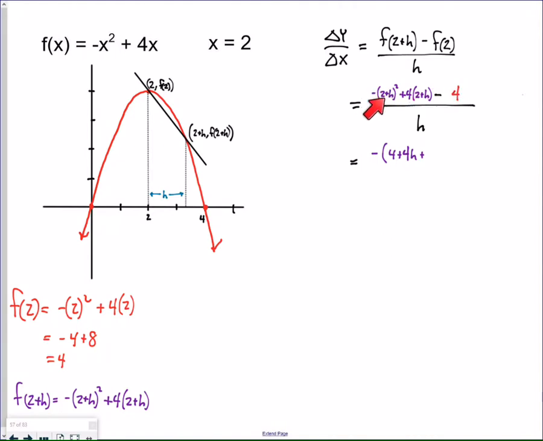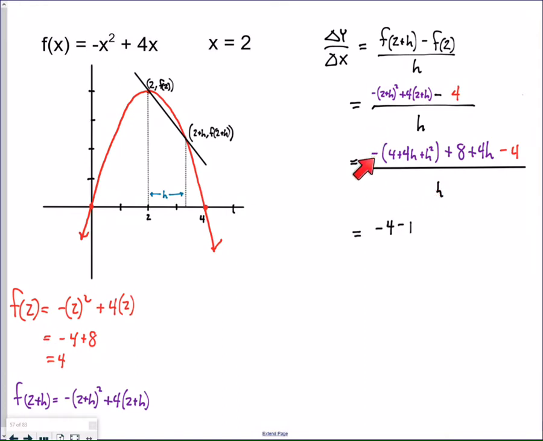I'm going to first recognize that 2 plus h squared, hopefully we remember by now, has to be FOILed. Multiply the 2 by the h, the 2 by the 2, the h by the 2, and the h by the h, and we end up with 4 plus 4h plus h squared. Now all that has to be made negative. Also here, I'm going to distribute the 4 into the 2 plus h. And don't forget to bring down the minus 4. And that's all going to be divided by h.